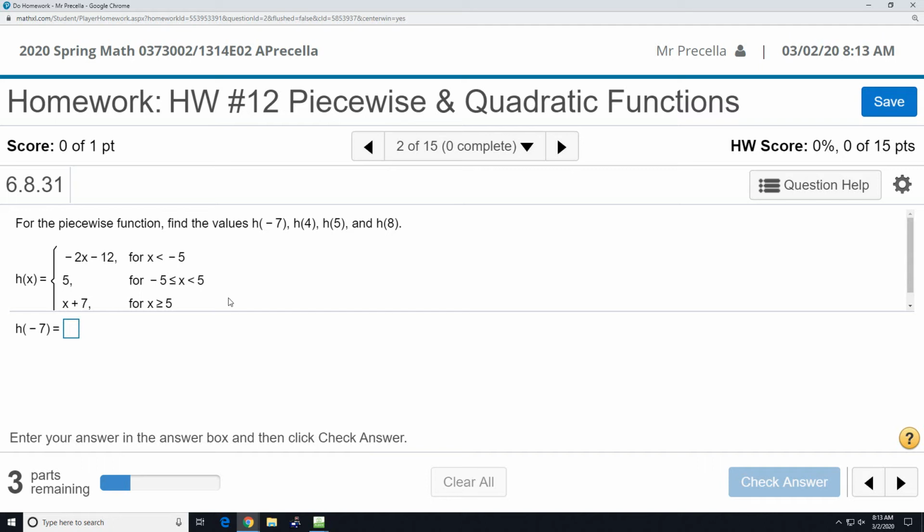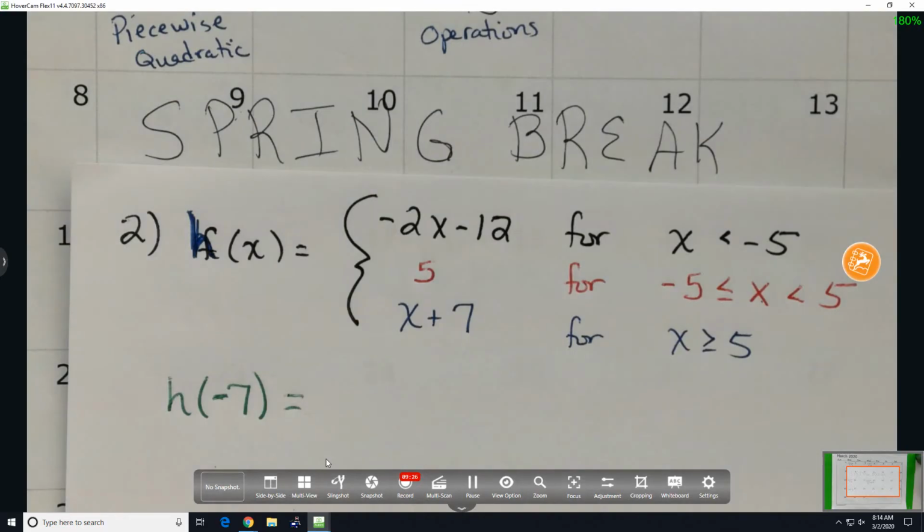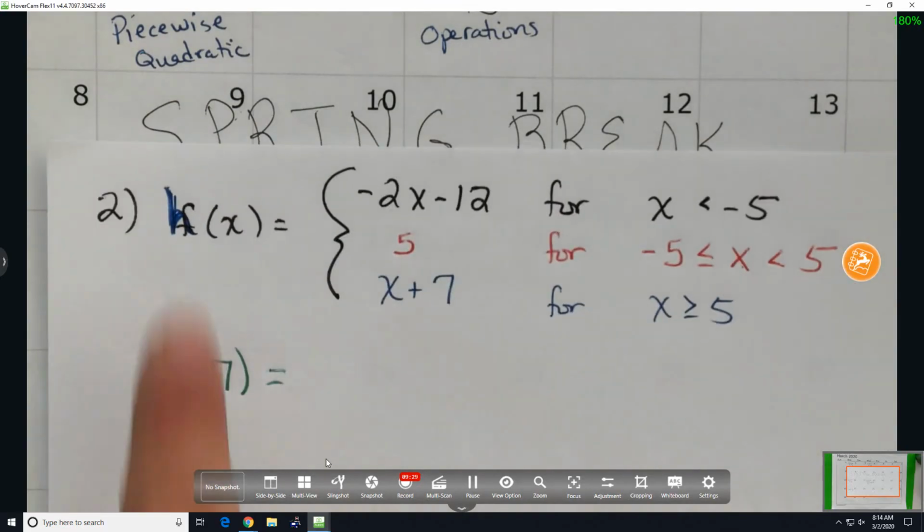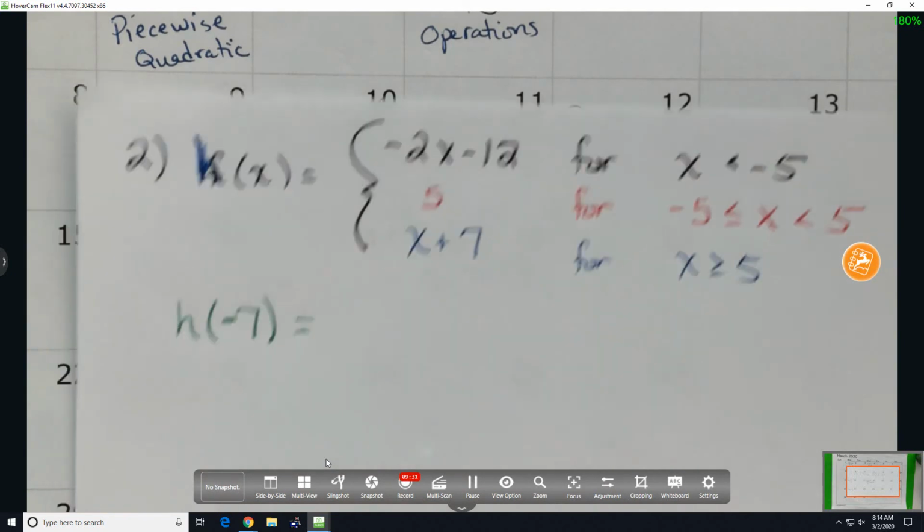So, oh wow, this is one of those multiple part problems. The first thing we're told to do is find H of negative 7. Remember what we said earlier. For a function, every x can have only one y value. So, that's supposed to be H. I wrote an F, but I corrected it.